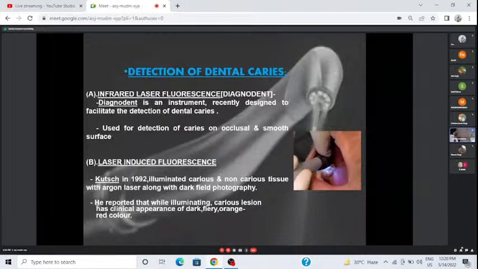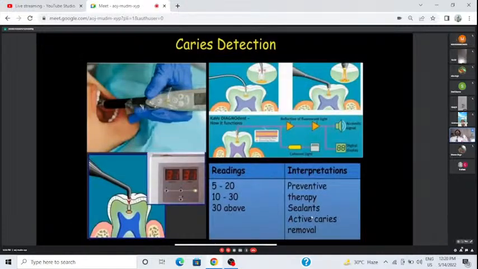This is a very common gadget. Diagnodent is an instrument which is recently designed to facilitate the detection of dental caries. It is used for detection of caries on occlusal and smooth surfaces. A small gadget which can be placed in the mouth. It gives a numerical reading. If this reading is more than 10 to 30, you definitely need a therapy for it, whether a fissure sealant or you have to drill and fill a cavity. So good gadget to have in your practice.